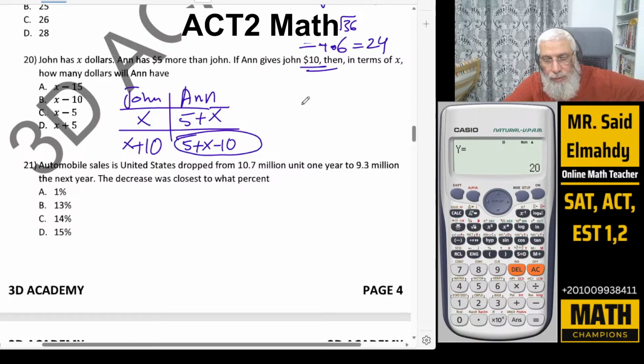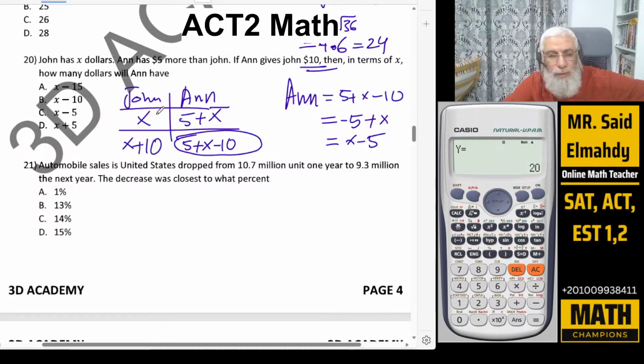So Anne has, in terms of X, 5 plus x minus 10. This is 5 minus 10 is negative 5 plus x, or x minus 5. Same solution, x minus 5.